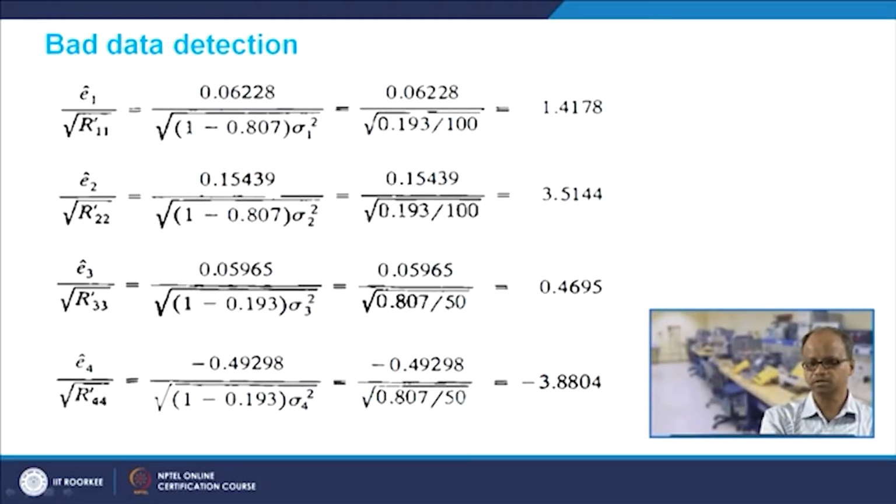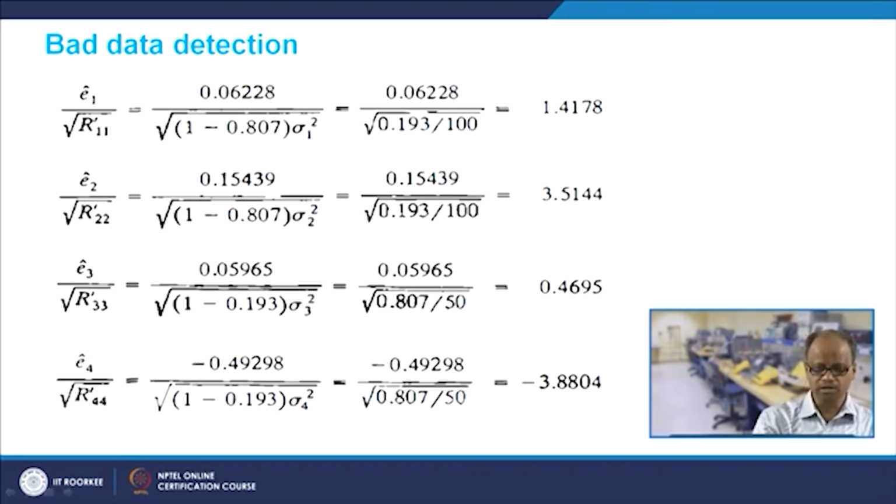So, now what we do is calculate E1 hat by root over R11 dash. From this we calculate this. So, then we have the weighted values of the estimated errors, this is called weighted values. So, we calculate these weighted values: E1 hat by root over R11 dash, then E2 hat by root over R22 dash, E3 hat by root over R33 dash, E4 hat by root over R44 dash.